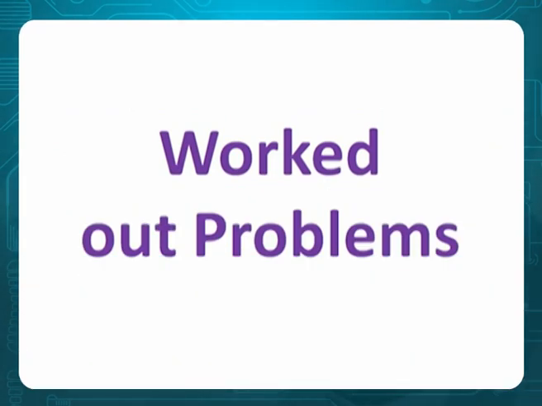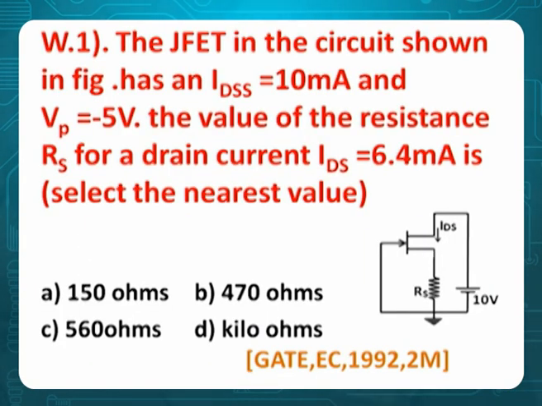Let's go to worked out examples. Problem 1. The JFET in the circuit shown in the figure has IDSS of 10 milliamperes and VP of minus 5. Find the value of resistance RS for a drain current of IDS of 6.4 milliamperes. Select the nearest value. The data is given here and the circuit is given here.